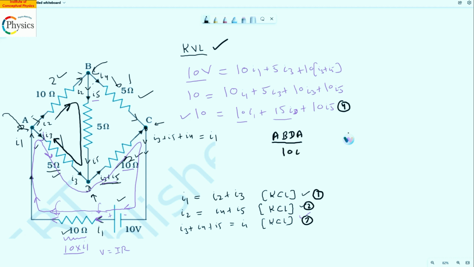This is a drop. Then I enter BD, which is this. The direction of loop and the current is same. So plus it is 5 into I2. Sorry, it is I5, right? So let's write I5 and then let's move.